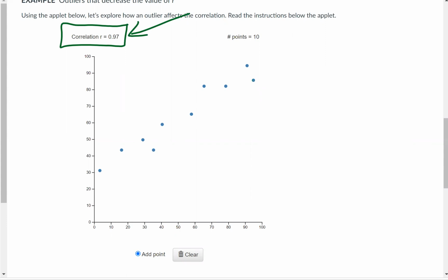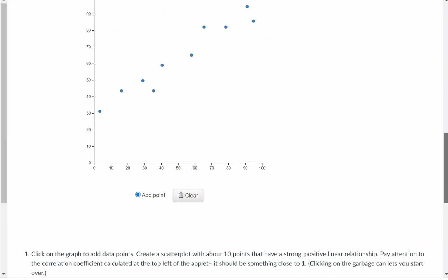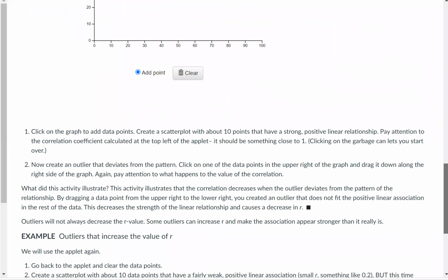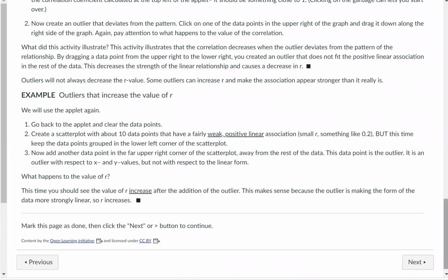So sometimes I think it might be good to forget about one outlier and just think about the rest of them and figure out what r is for those that aren't outliers. Anyway, what did this activity illustrate? This activity illustrated that the correlation decreases when the outliers deviate from the pattern of the relationship.